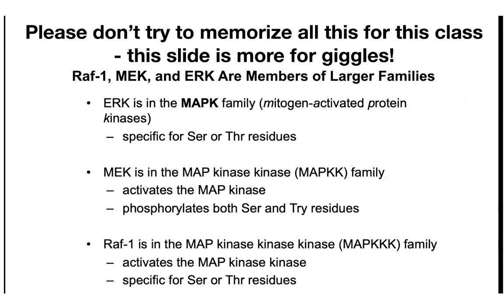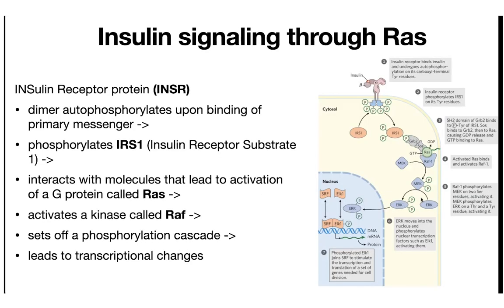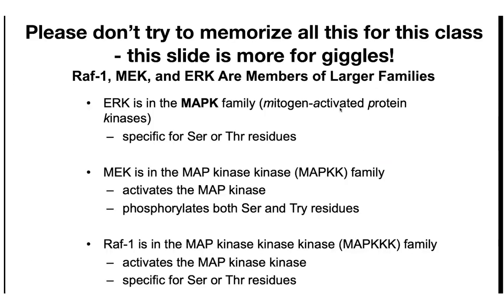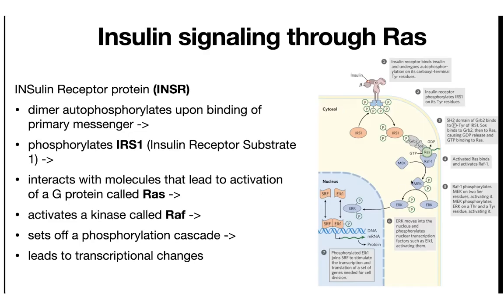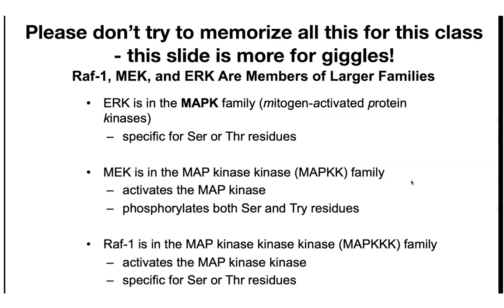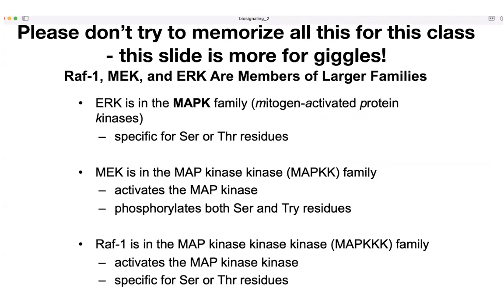It turns out that ERK, as well as MEK, the thing that activated ERK, as well as RAF, which was the thing that activated MEK, are all basically in larger families. And these families have kind of ridiculous names. ERK is in the MAPK family, for mitogen-activated protein kinases. It's specific for serine or threonine residues. Instead of phosphorylating tyrosines, it phosphorylates serine or threonine residues.